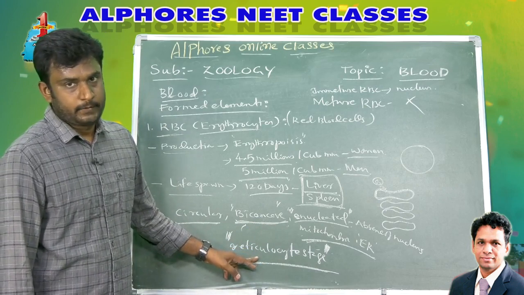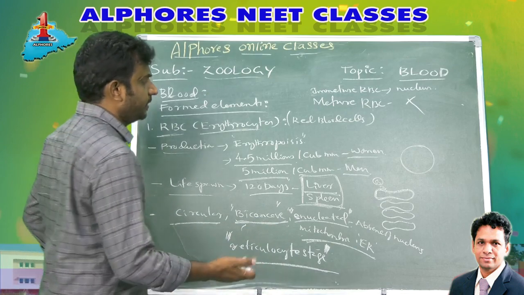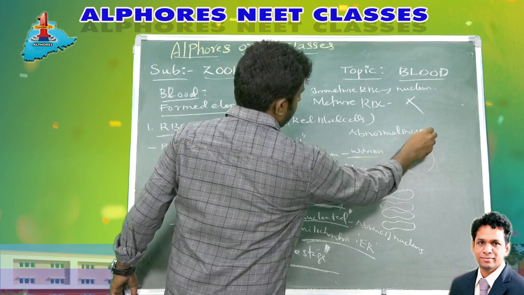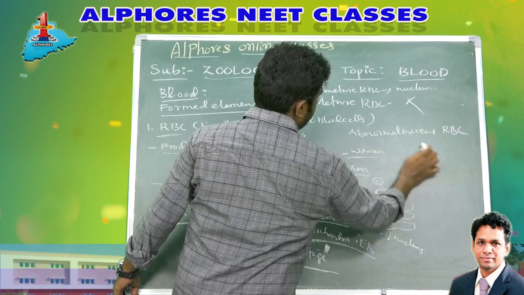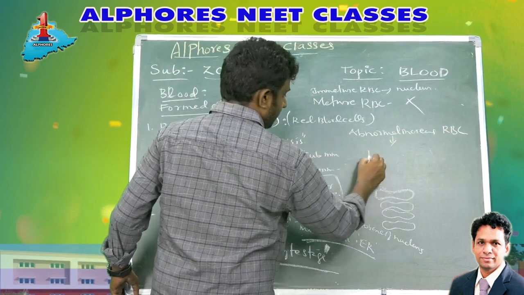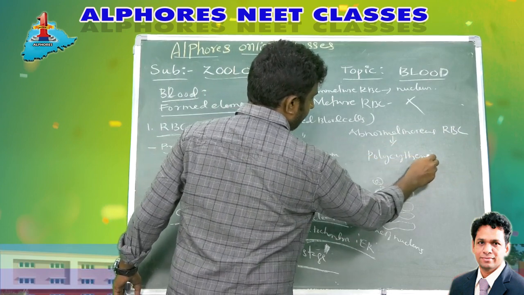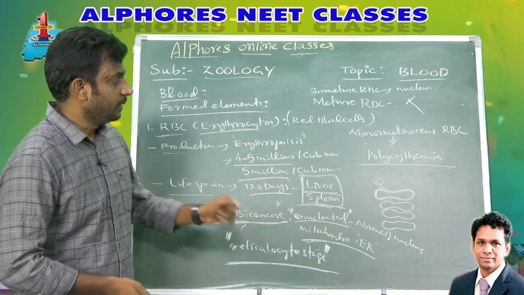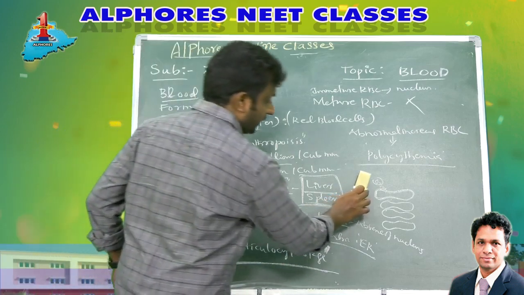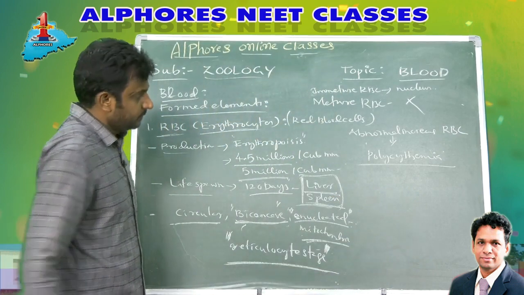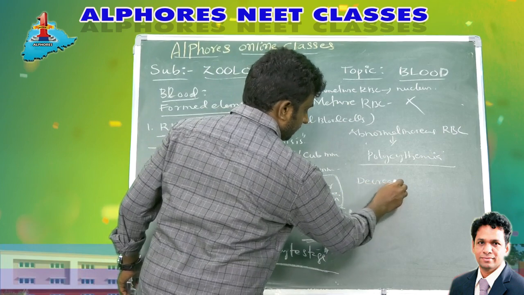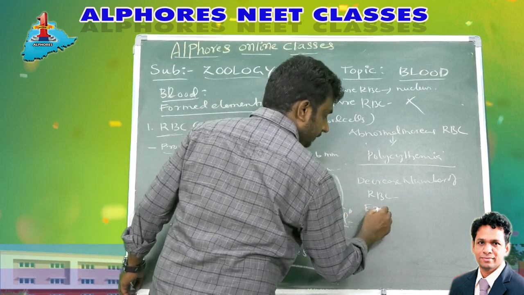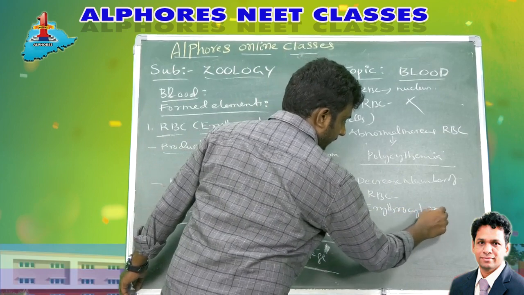Sometimes the number of RBCs increases. An abnormal increase in the number of RBCs is called polycythemia. Sometimes the number of RBCs decreases. A decrease in the number of RBCs is called erythrocytopenia.